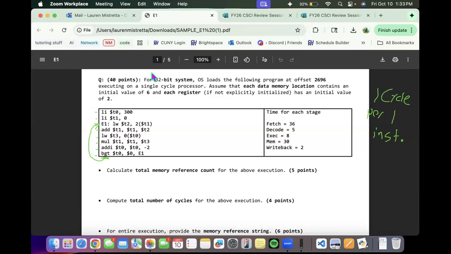So we first start out with load immediate, T0, and we're loading 300 in there. So I'm going to just write on the side, T0 is equal to 300. Okay, next one, T1 now is going to be loaded with 0. Okay, cool. Next, we load word T2 to T1, right?